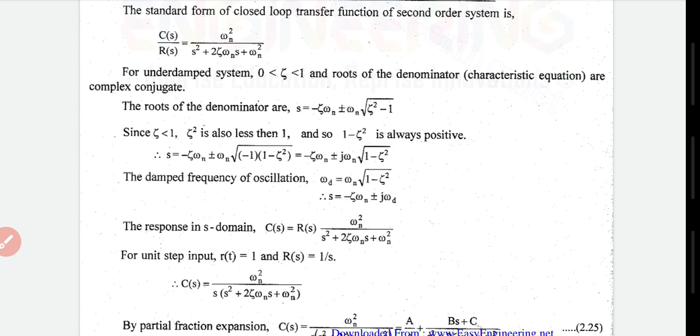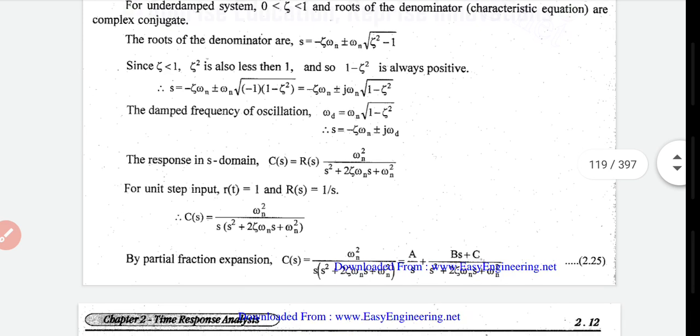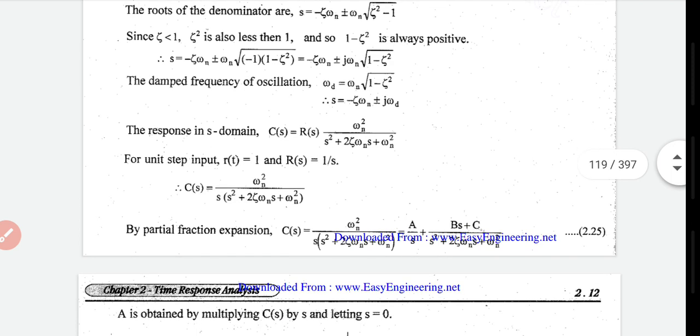So unit step input. R of S is nothing but 1 by S. Substituting 1 by S in the R of S, what is the C of S value? C of S is equal to 1 by S into omega n square by S into S square plus 2 zeta omega n S plus omega n square. Okay, so this is the actual response in S domain.